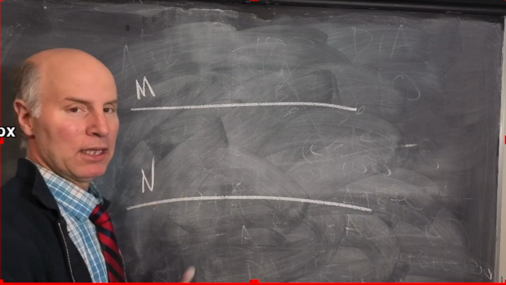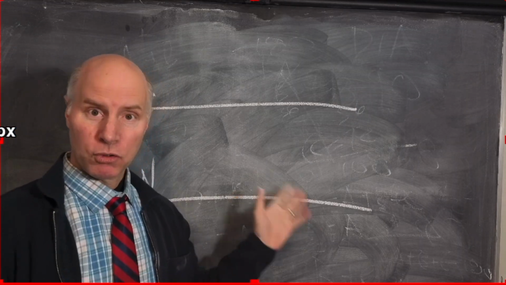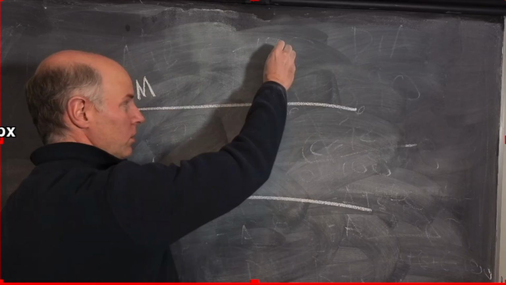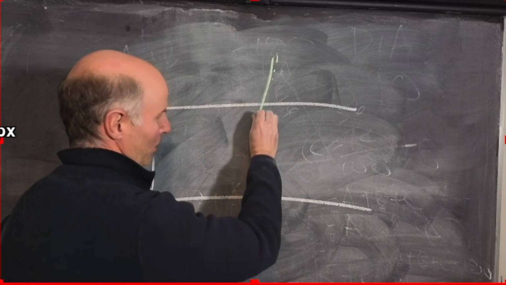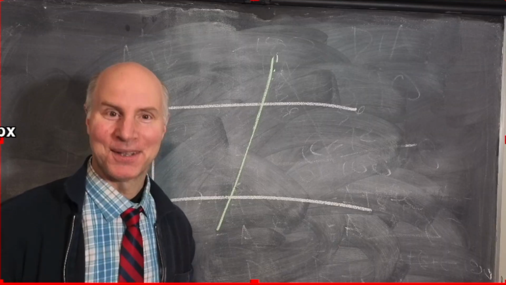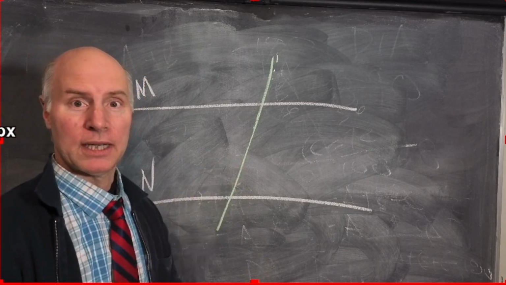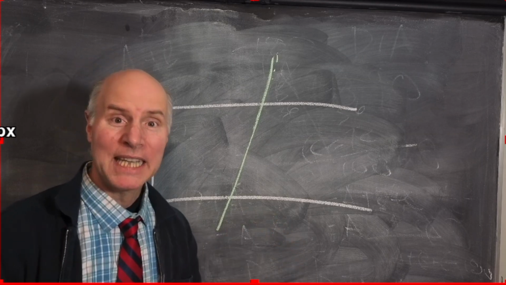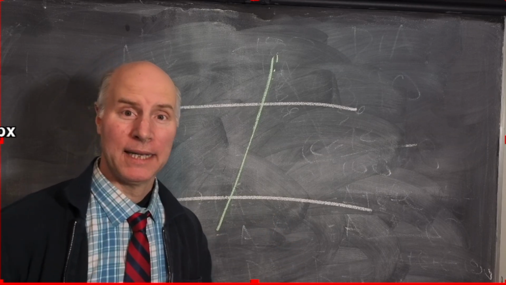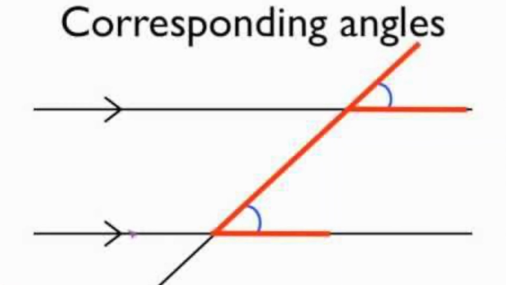We have two parallel lines, M and N, and they are crossed by a third line. We call this third line a transversal, right? So when we have two parallel lines crossed by a third line, known as a transversal, something really cool happens. Corresponding angles form. And from that, a whole bunch of things happen.